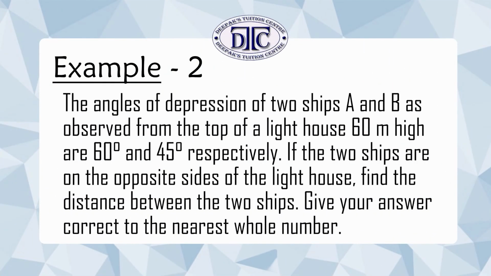The angles of depression of two ships A and B as observed from the top of a lighthouse 60 meter high are 60 degree and 45 degree respectively. If the two ships are on the opposite sides of the lighthouse, find the distance between the two ships. Give your answer correct to the nearest whole number.